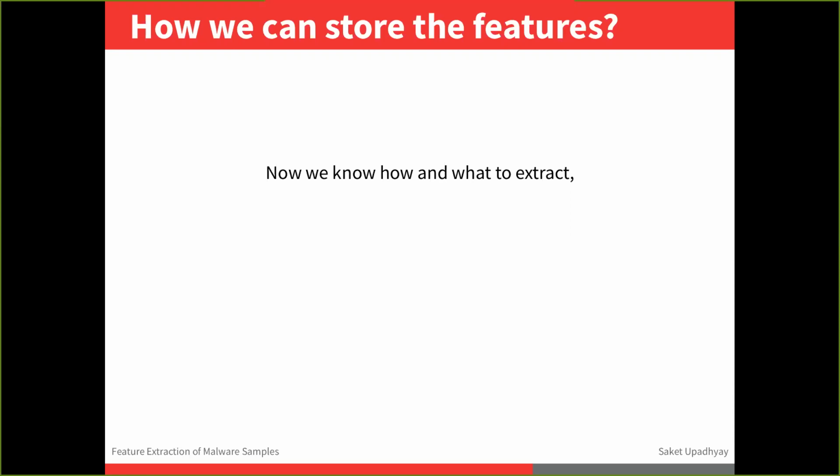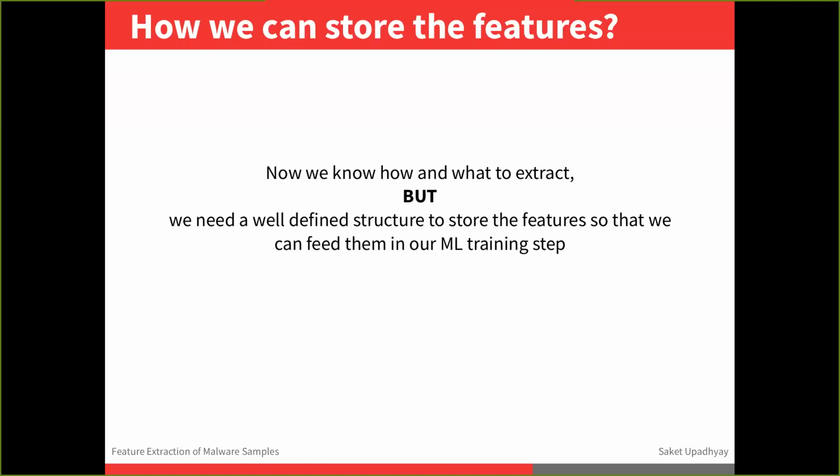So now we know how to extract it, but we need a well-defined structure to store it. We know how we are going to identify, but we need to make our computer understand why we are extracting those and what they actually mean. There are multiple ways to store the data, and we will see one that I used in my research, because I am familiar with it and will be able to explain it better. It all depends on how efficiently you store the information and how you use it for training your model.